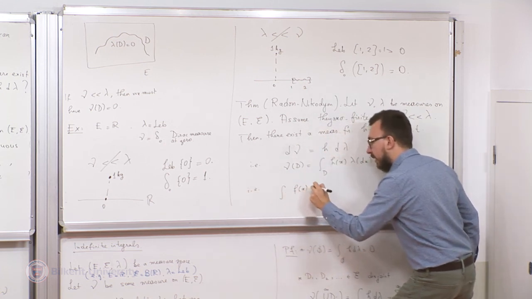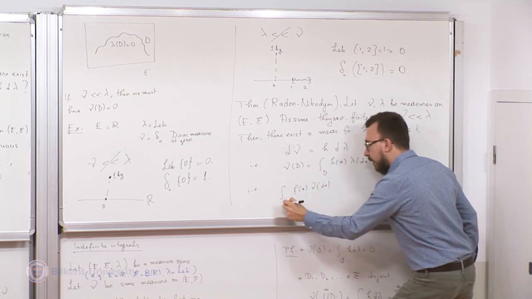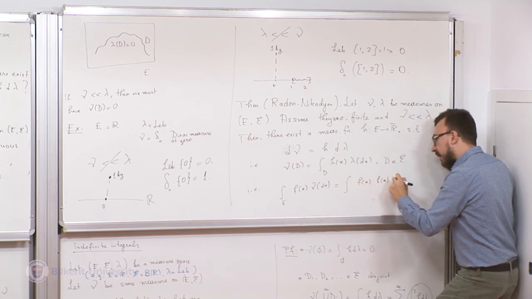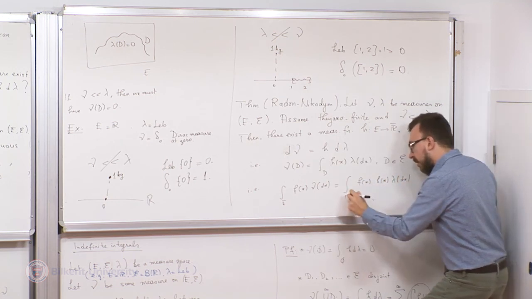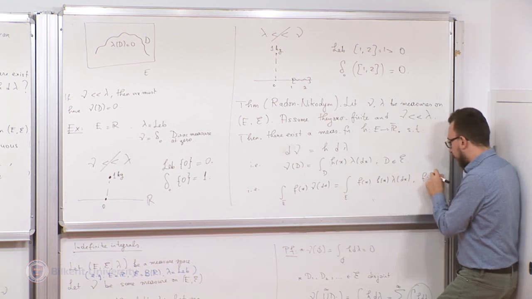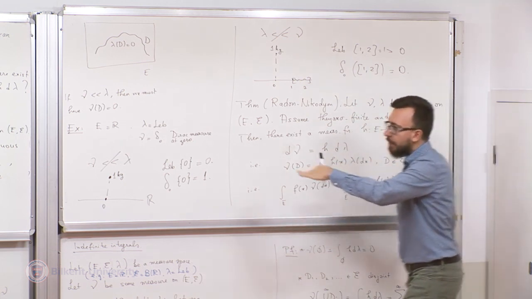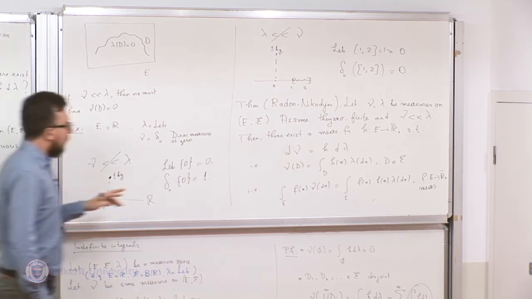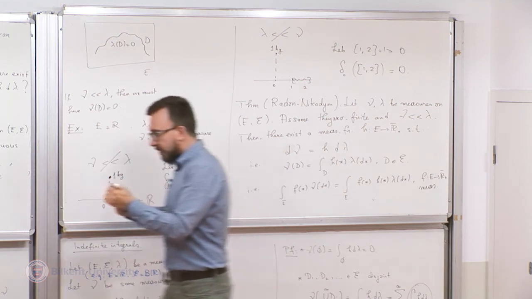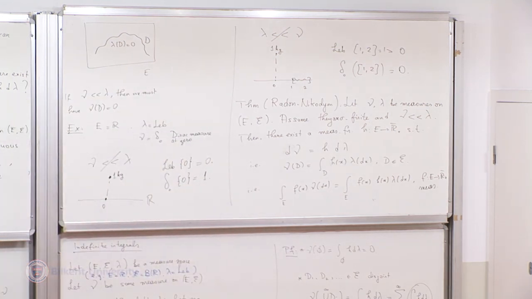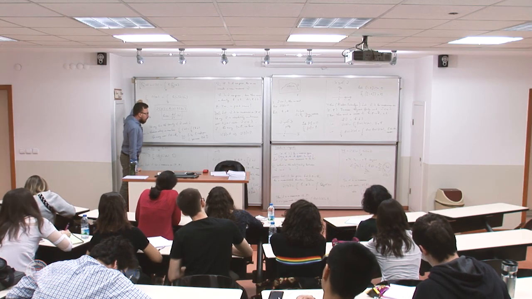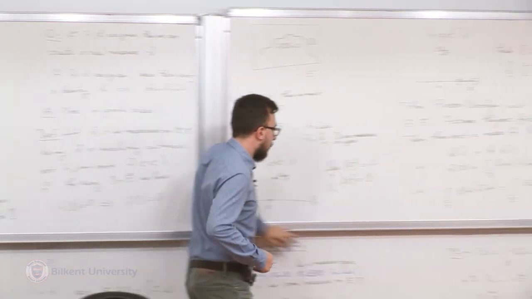The integral of f of x nu dx is equal to the integral of f of x h of x lambda dx for all positive measurable f on E. So they all mean the same thing, and we proved it, or I left it as an exercise. Anyway. So the thing is that we had a lemma. Where is the lemma? Okay, there is the lemma.